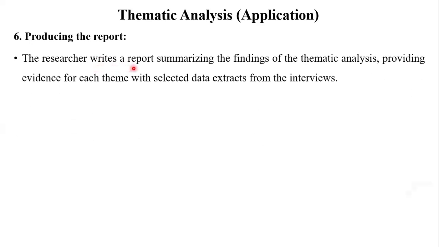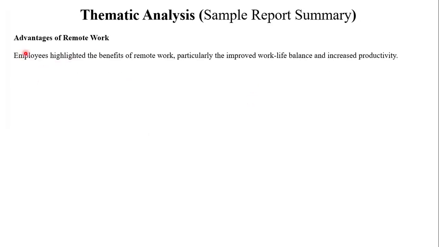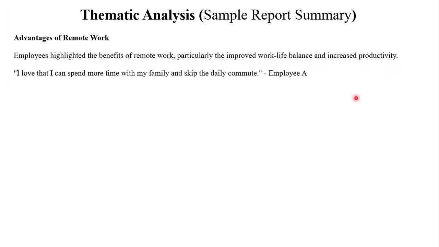Next is the sixth step, which is producing the report. The researcher writes a report summarizing the findings of the thematic analysis, providing evidence for each theme with selected data extracts from the interviews. So this is a sample report summary based on our example. For example, what they have concluded about the advantages of remote work: employees highlighted the benefits of remote work, particularly the improved work-life balance and increased productivity. You need to cite some references from the employees in order to support your finding. For example, one of the employees said, I love that I can spend more time with my family and skip the daily commute.